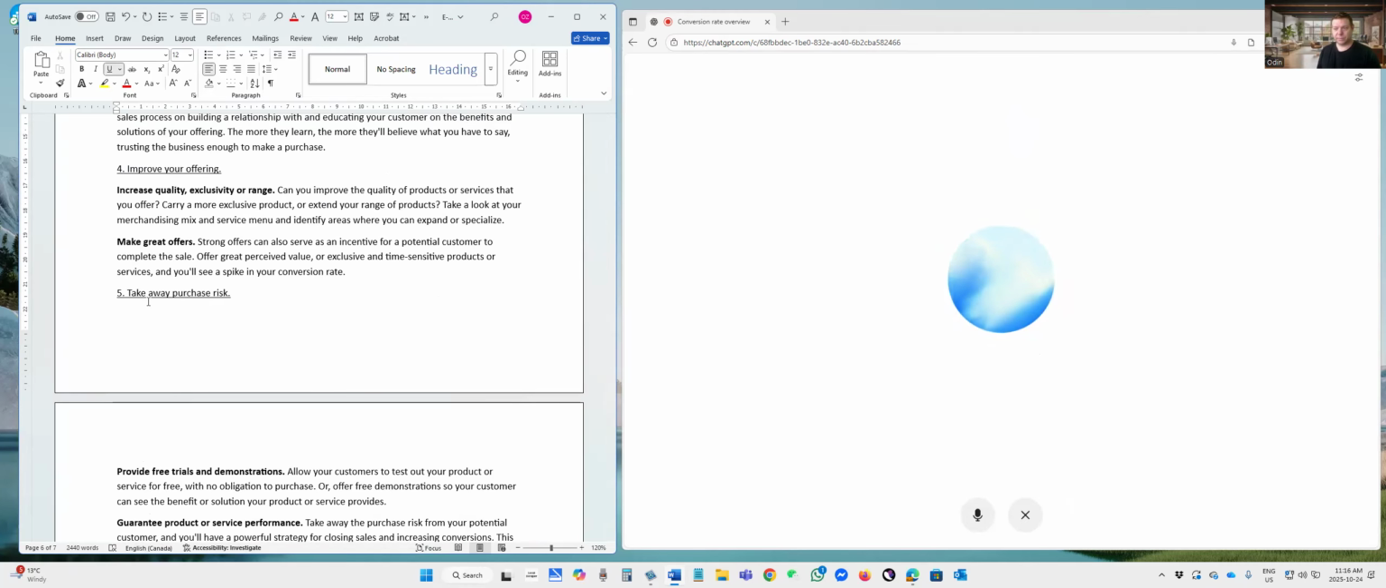Make great offers. Strong offers can also serve as an incentive for a potential customer to complete the sale. Offer great perceived value or exclusive and time-sensitive products or services, and you'll see a spike in your conversion rate.